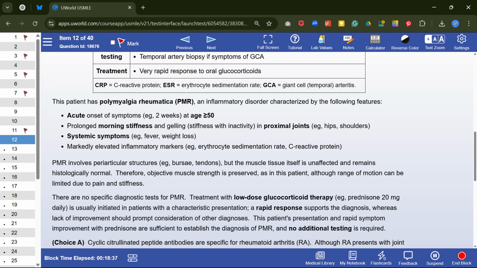PMR involves periarticular structures, bursa and tendon, but the muscle tissue itself is unaffected and remains histologically normal.